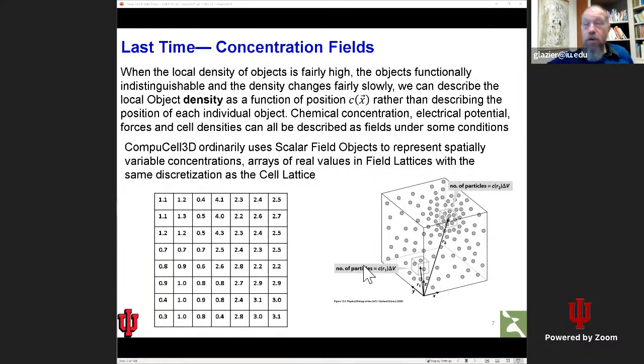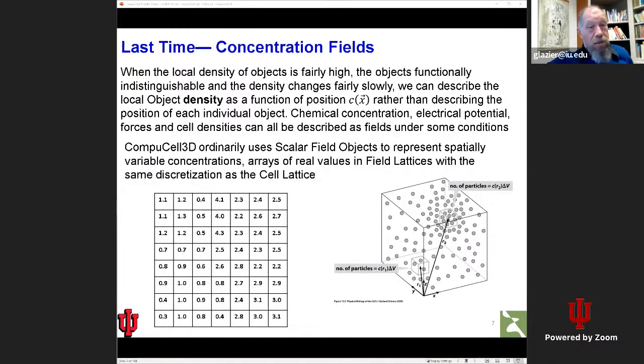In our case, we're going to represent fields, whether chemicals or something else, on a lattice, and there'll be a real number at each position in the lattice, which represents the amount of, or concentration of, the chemical. In CompuCell, the lattice discretization of the field is the same as the lattice discretization of the cells. And that has some awkwardness.